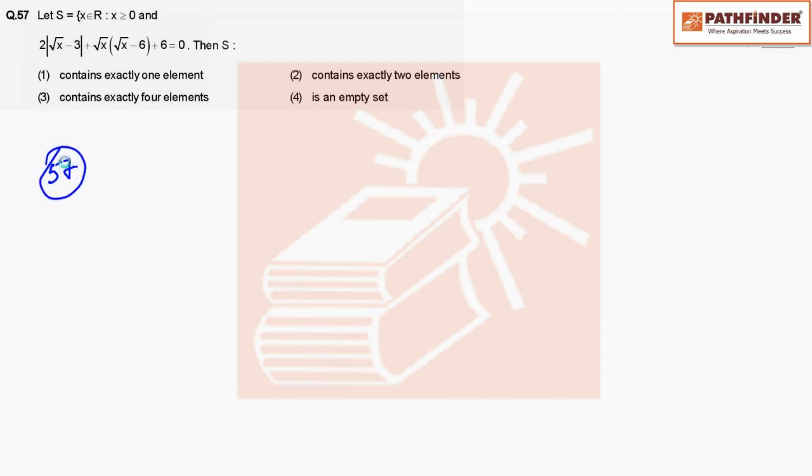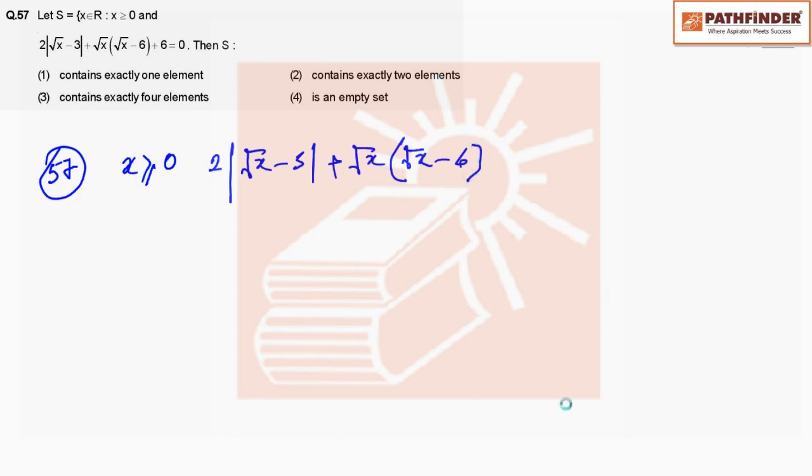So now we are discussing question number 57. For x greater than or equal to 0, the equation is given: 2 into (root x minus 3) plus root x into (root x minus 6) plus 6 equal to 0. Now here there is only one modulus part, root x minus 3.